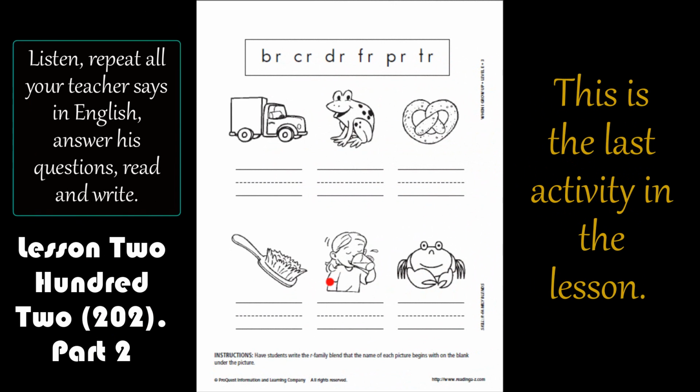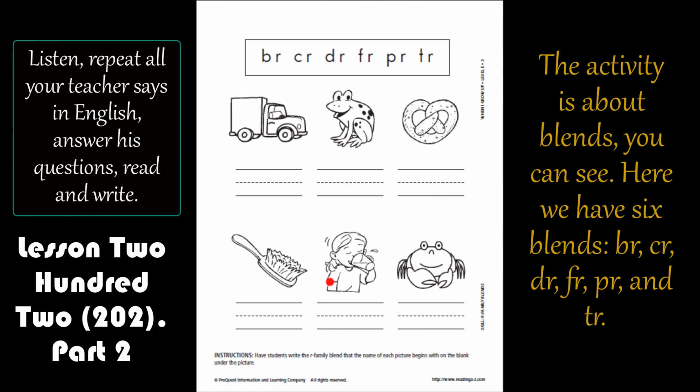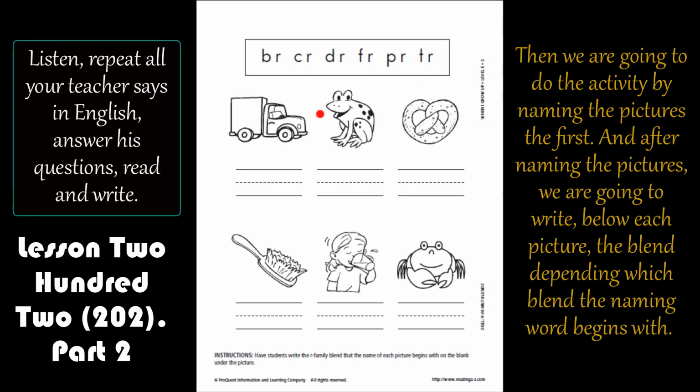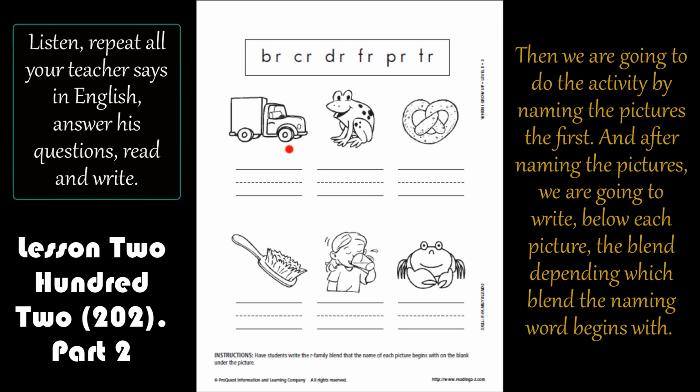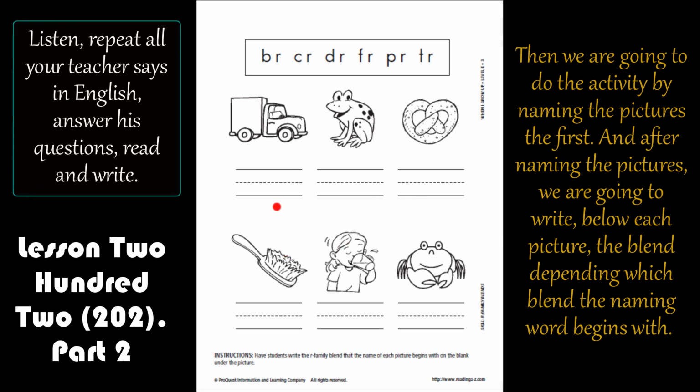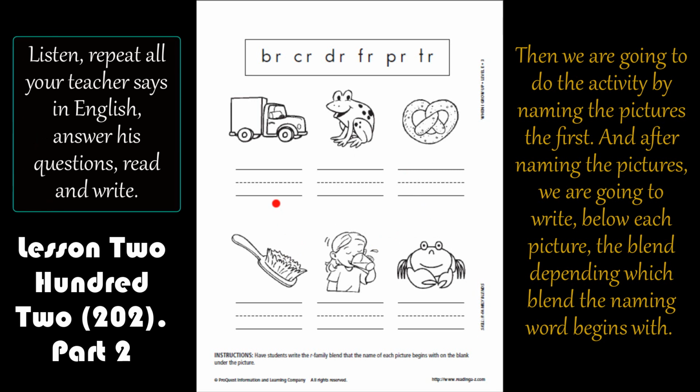This is the last activity in the lesson. The activity is about blends. You can see here we have 6 blends: BR, CR, DR, FR, PR, and TR. Then we are going to do the activity by naming the pictures first. And after naming the pictures, we are going to write below each picture the blend, depending on which blend the naming word begins with.